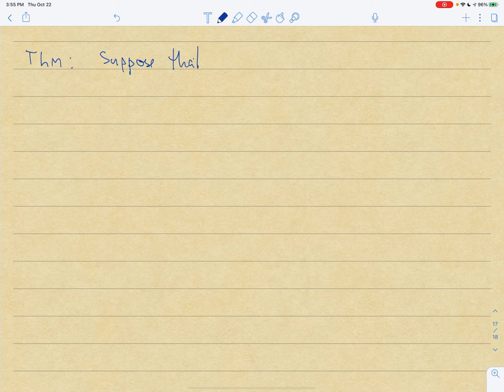So in the next theorem, we're going to demonstrate that any Cauchy sequence actually converges. So let's state the theorem. Suppose that Sn is a Cauchy sequence, then Sn converges.